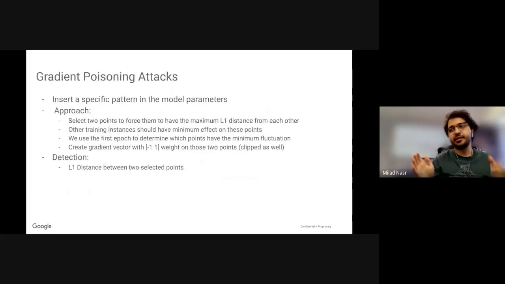I said that DP-SGD assumes that the adversary has access to the gradient, not to the model input. So we can use this assumption to create a specific attack for it. In this attack, instead of just looking at the model output for a given input, we try to look at the model parameters themselves. We try to embed a specific watermark or pattern into the model parameters, and we try to look for that specific pattern. The pattern we chose for this attack is a very simple one.